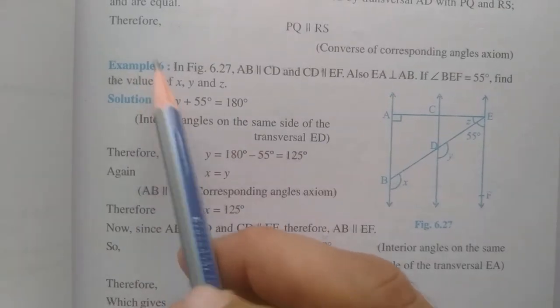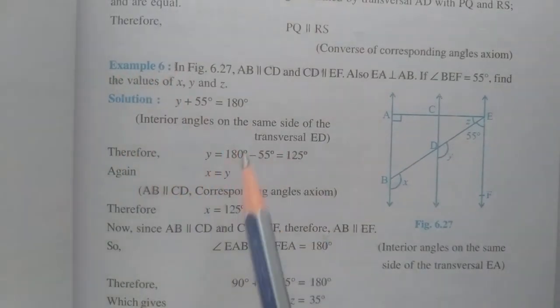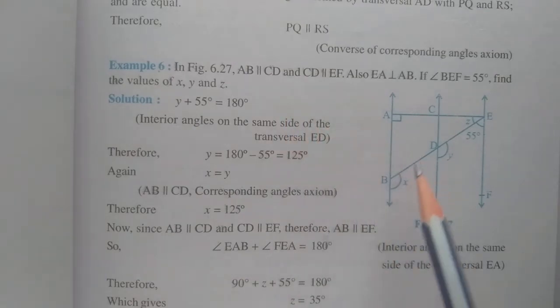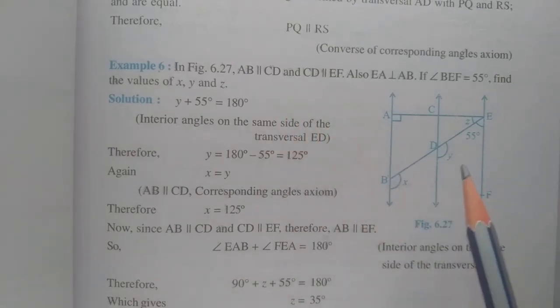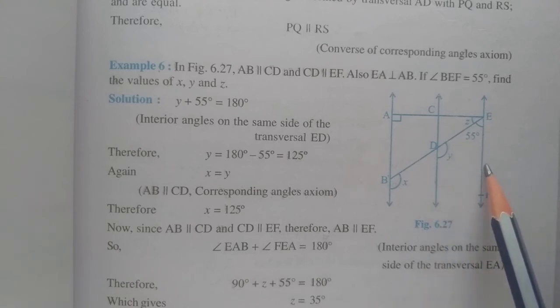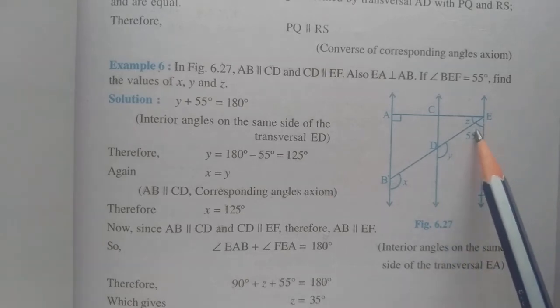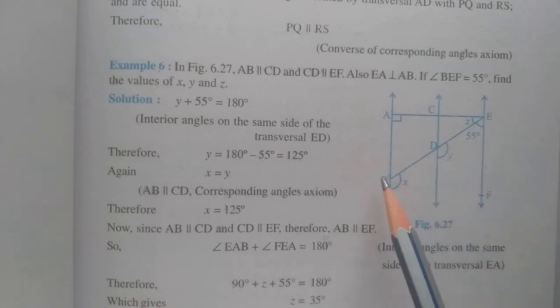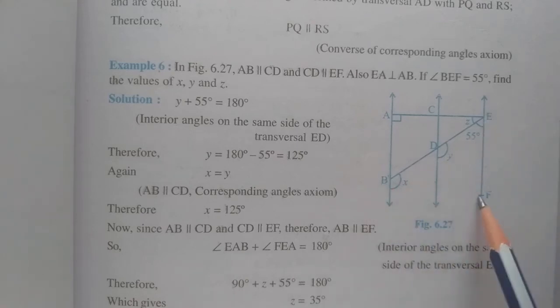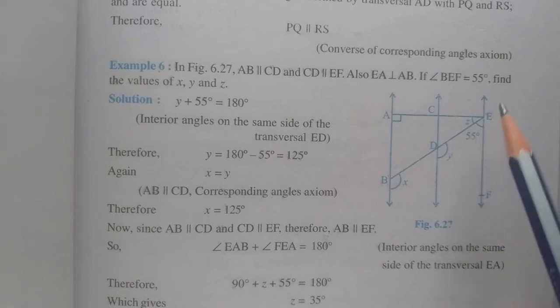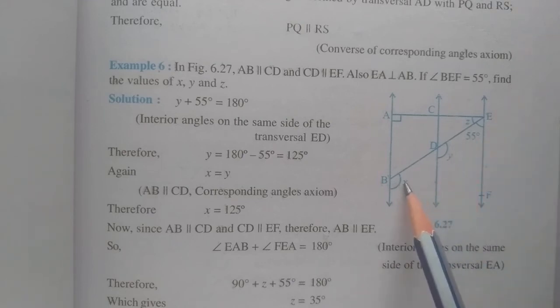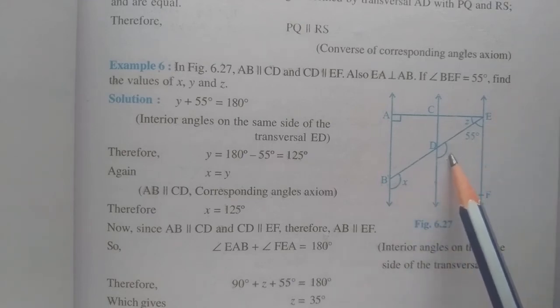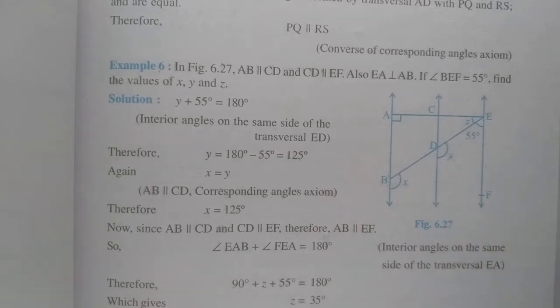Example 5, homework, children. Here it is given that AB and CD are parallel, and CD and EF are parallel. This is given. This angle BEF is 55. The question is, find out X and Y, children.